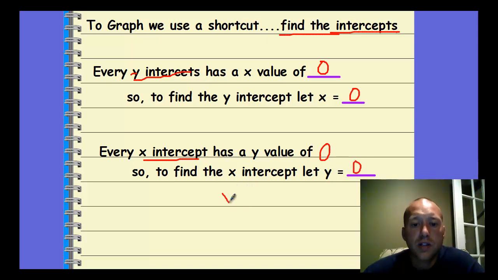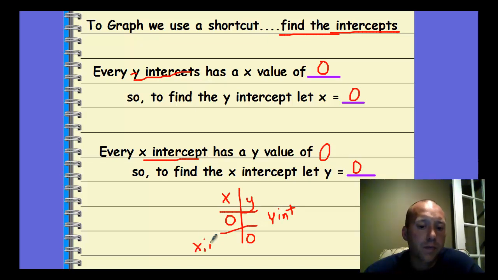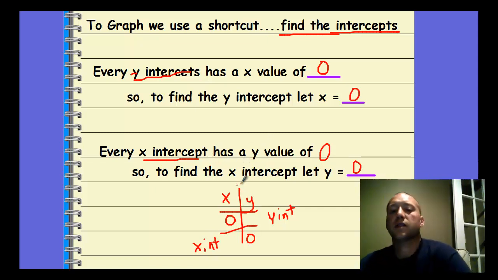So if you recall yesterday when we were making a table, if you put 0 in for x and then 0 in for y to find 2 points, you're finding the y-intercept and the x-intercept. So if you plot those 2 points and connect them, you'll be able to graph it. Knowing it's a line, because it's in standard form, 2 points is sufficient to graph it.